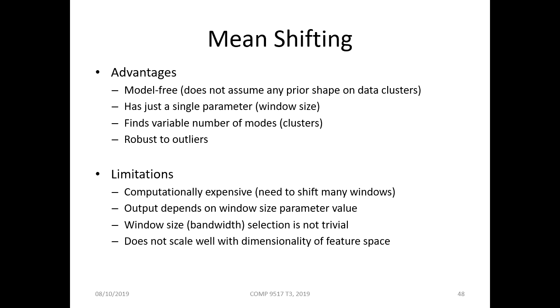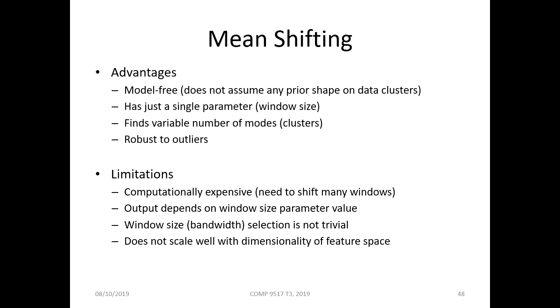But it also has limitations. It's very expensive. If you need to start with many seed points, for each and every one of them you need to do this whole tracking problem, basically. Solve the problem of the tracking to the right mean, and that's very computationally expensive. The output depends on the window size parameter. Selection is not trivial, as I mentioned, but it also doesn't scale very well, of course, with dimensionality of the feature space. I mentioned this a few times.